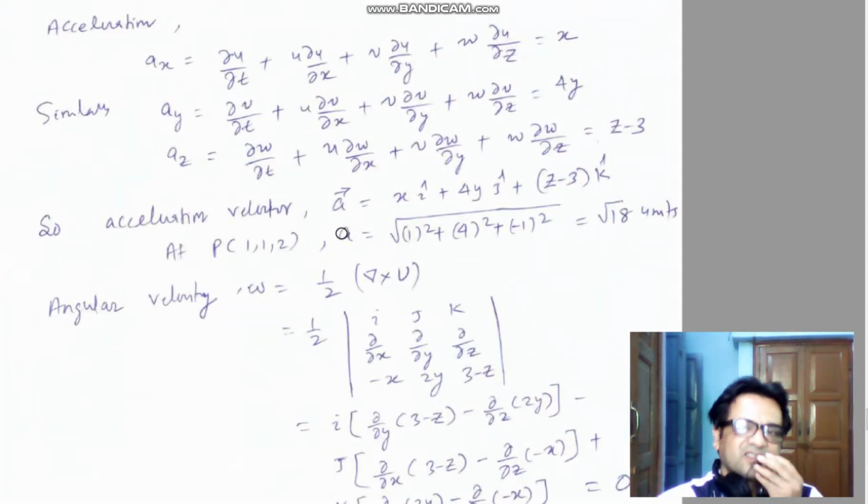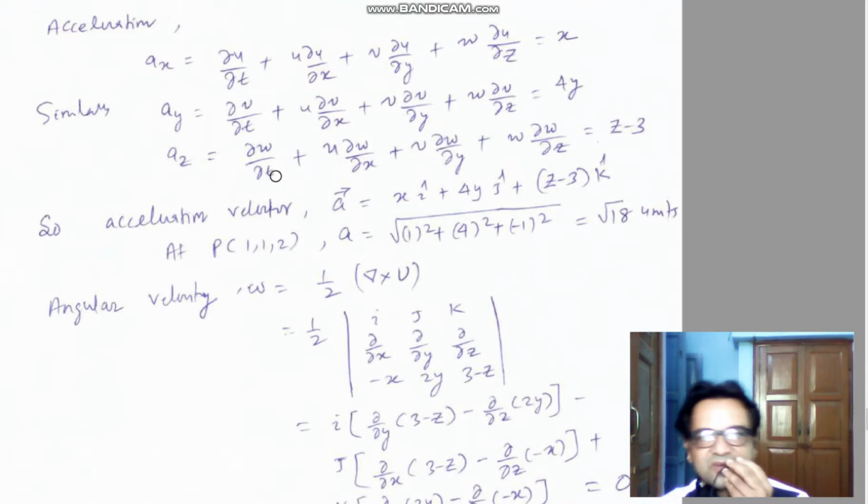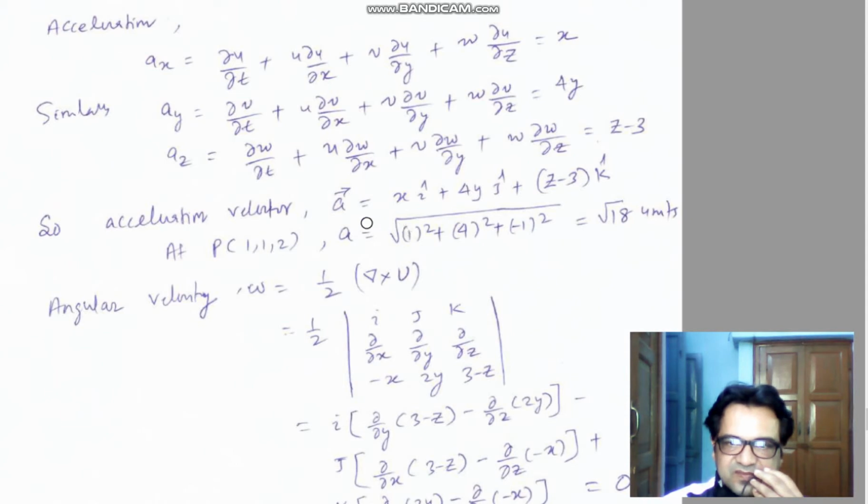Similarly, for acceleration, it's a steady flow, so there is no local acceleration. So these local accelerations are 0. Only you will get the convective accelerations. You can easily find the differentiations, put the values of x, y and z. So at point (1, 1, 2) you will get the acceleration.